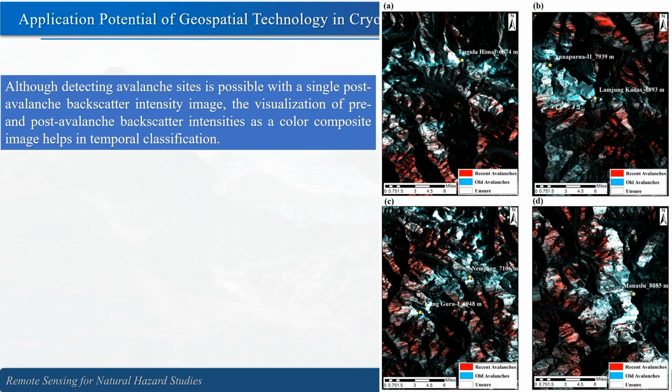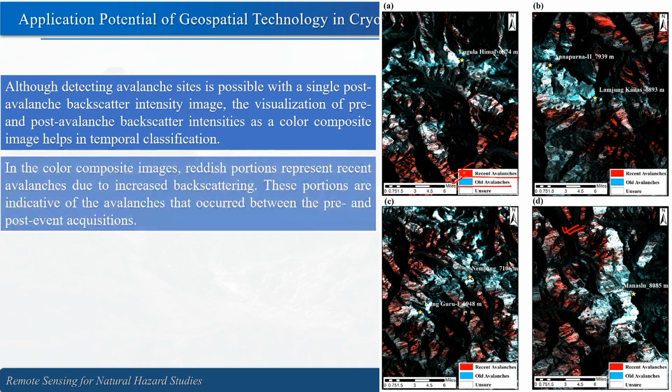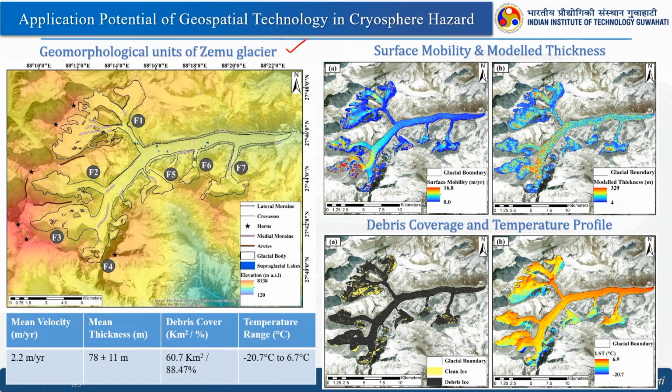This is another example where we have mapped the avalanches using the remote sensing data sets which were captured from the space, and that has been used to identify and classify the avalanches into two different categories. Here you have the recent avalanches and the old avalanches, right. Then we have also studied the Jemu Glacier for its surface mobility and the thickness and the debris coverage and the temperature profile. These kind of information can be derived using remote sensing data set, right.